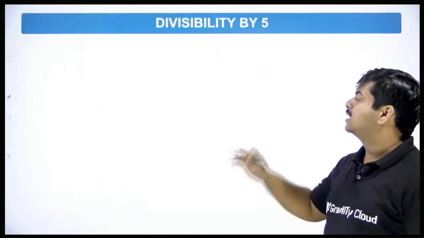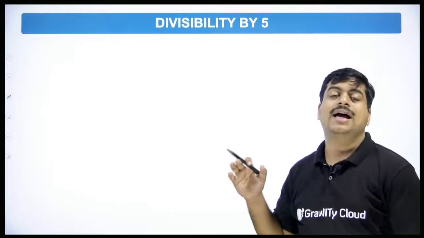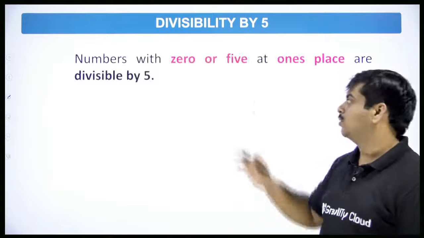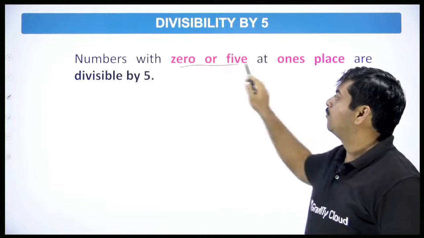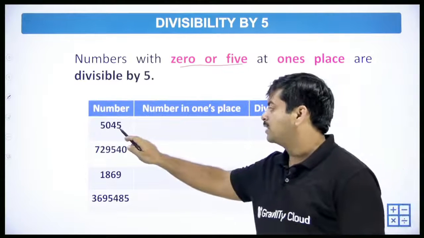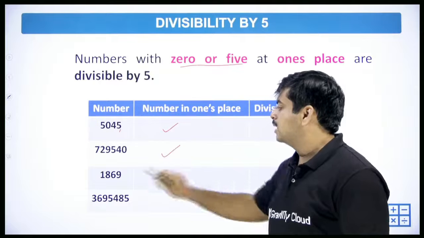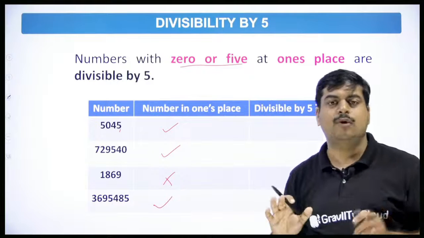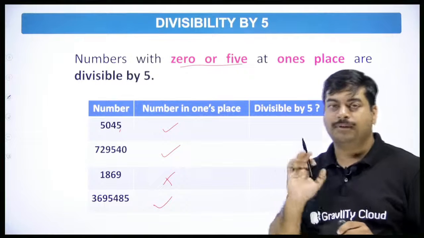And after that, we discussed divisibility by 5, where the units or ones digit should be 0 or 5. 5045: 5, yes. 0, yes. 9, no. 5, yes. So that is how we discussed divisibility by 5.